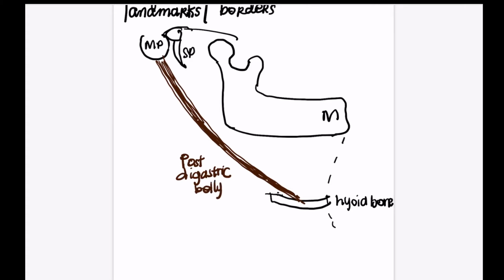Now, the next muscle, this one, is the anterior belly of the same muscle, the digastric muscle. Its origin is the digastric fossa of the mandible, and its insertion is the intermediate tendon that is connected to the hyoid bone. It is supplied by the facial artery and innervated by the mylohyoid nerve, which is a branch of the trigeminal nerve, particularly the V3.